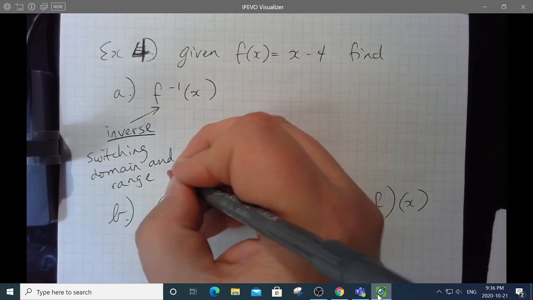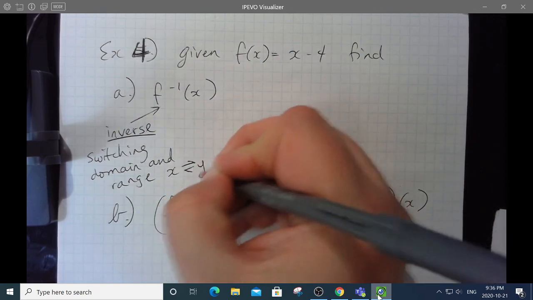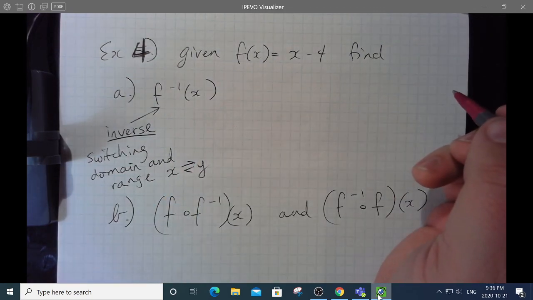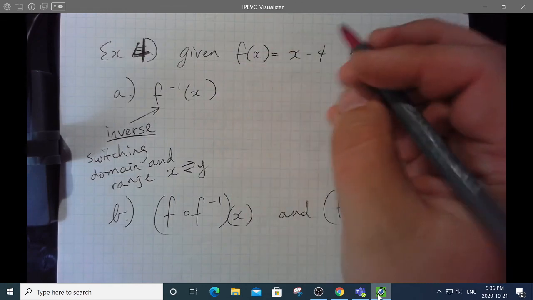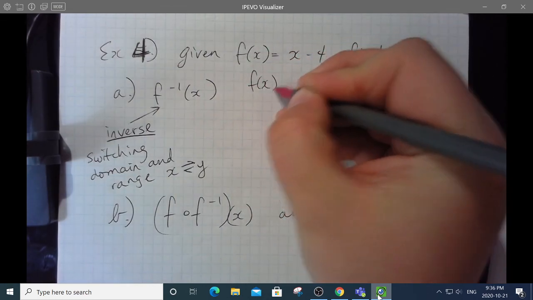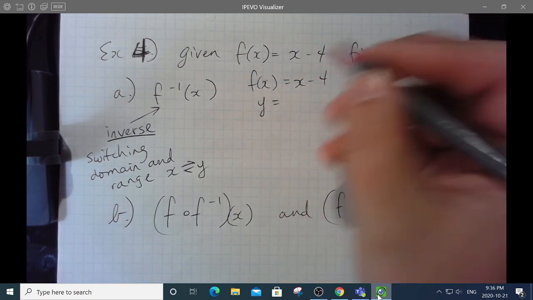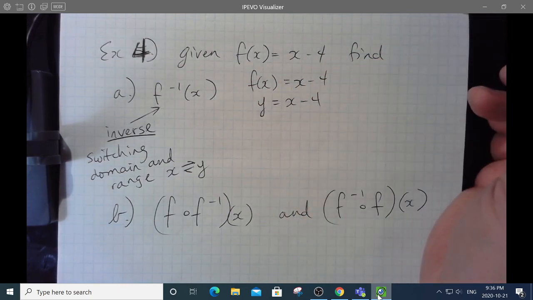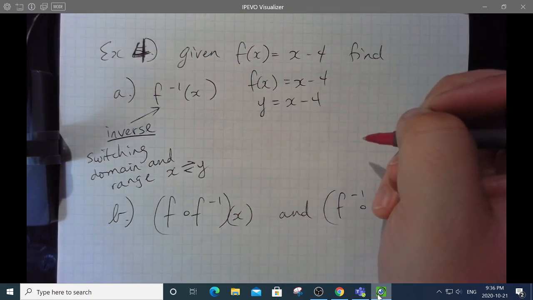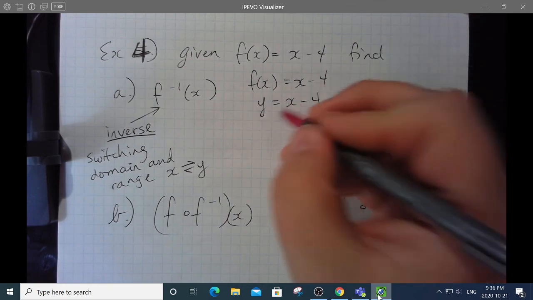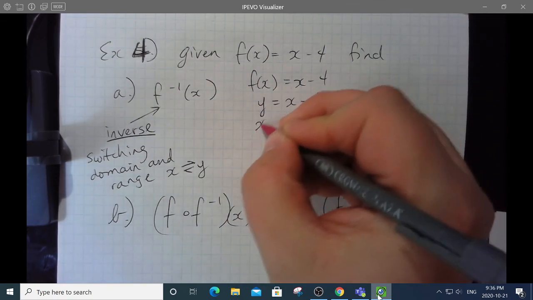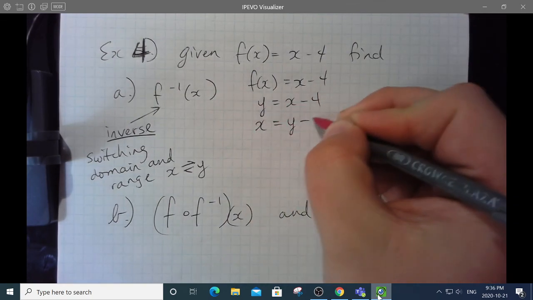So, in other words, you switch x and y. I'm going to borrow a symbol from chemistry there for a two-way reaction. So, if f of x is equal to x minus 4, remember that you can replace f of x with just another variable like y, which is kind of the traditional if we're thinking about a grid, right? X and y. And then switch their places. Here is the act of making the inverse. The range becomes domain, the domain becomes range.